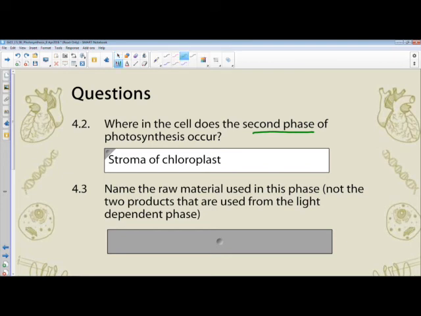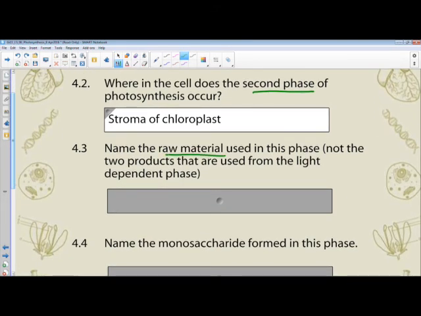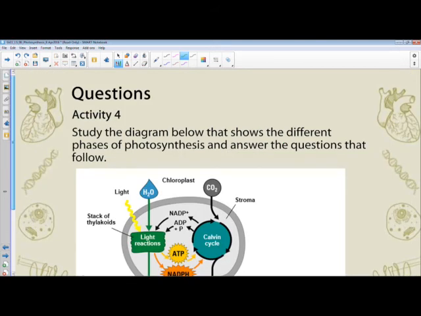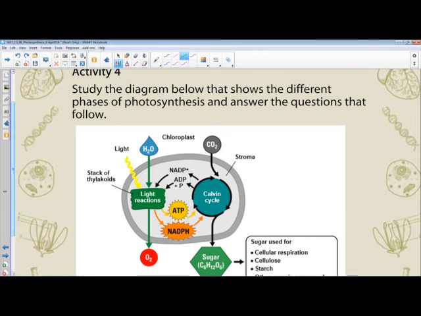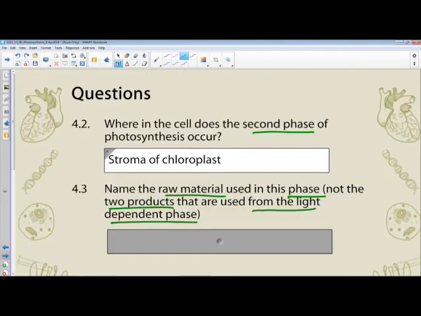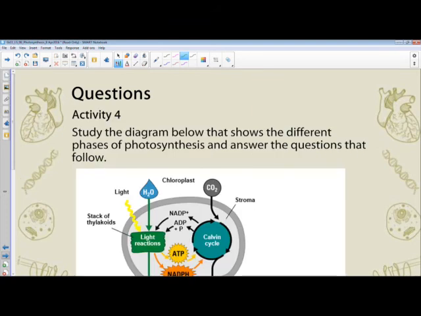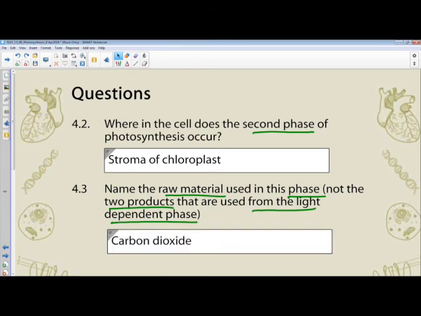4.3. Name the raw materials used in this phase, not the two products that are used from the light dependent phase. So what are the raw materials that are used in this? If I go back to that diagram very quickly, we can look at it. What are the raw materials required in this stage? Definitely what we're seeing here is carbon dioxide, but it says what are the two raw materials? So let's think about that very carefully. Let's click on the answers. So it's carbon dioxide. Carbon dioxide is that raw material. It's not those two products that we were just relating to that are produced in the light dependent phase.